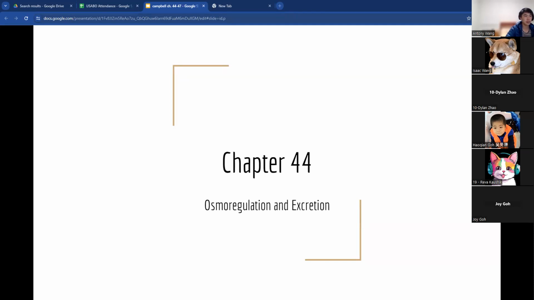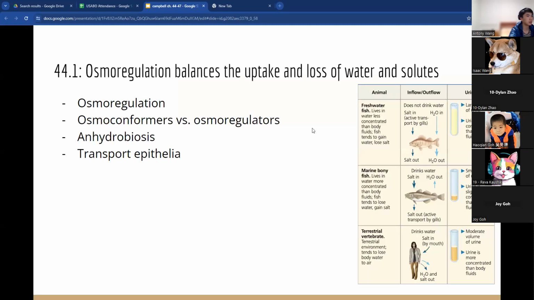Today we'll be covering Campbell's chapters 44 through 47. So, kidneys, hormones, reproduction, and development. A lot of physiology today. Let's get into it. Chapter 44, we start off with osmoregulation and excretion. Those are two functions of our kidneys, and let's talk a bit about them.